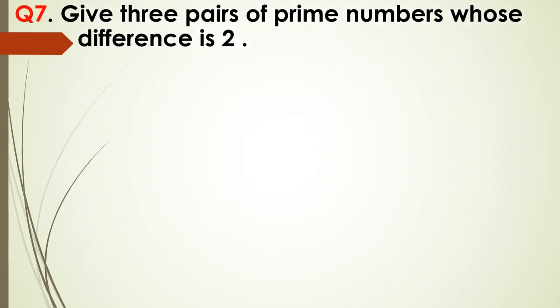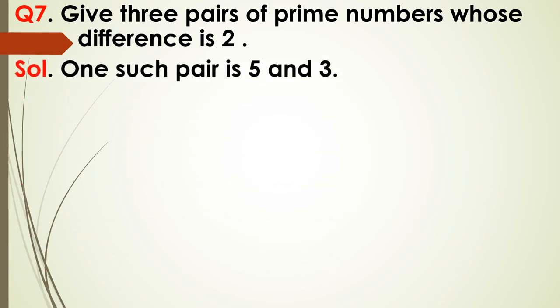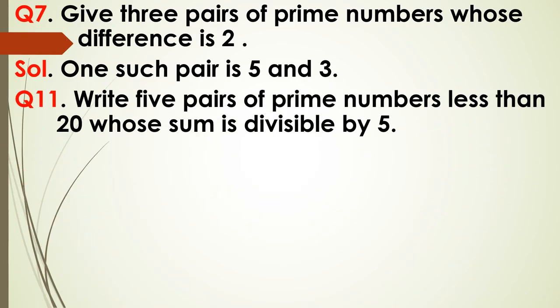Now see question number 7. Give 3 pairs of two prime numbers whose difference is 2. See one pair, 5 and 3. Both are prime numbers and when we find out their difference, it is 2. One pair I have found out. Others you have to find out yourself when you do the homework.